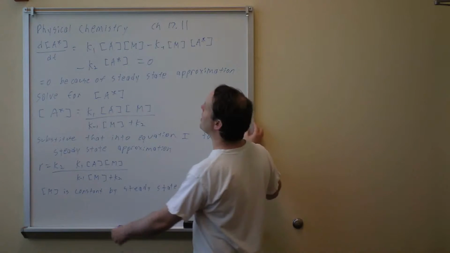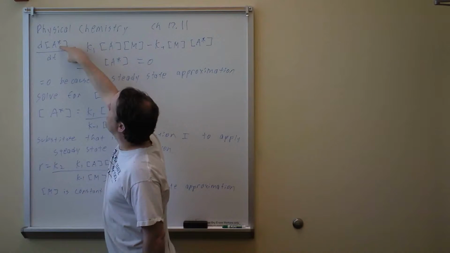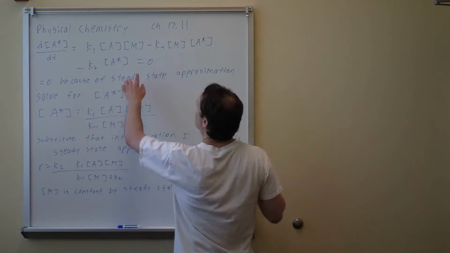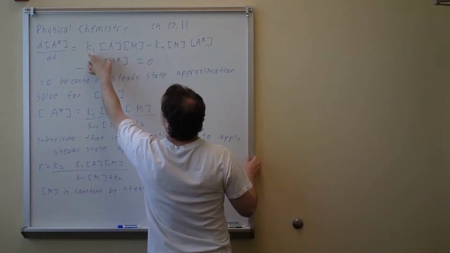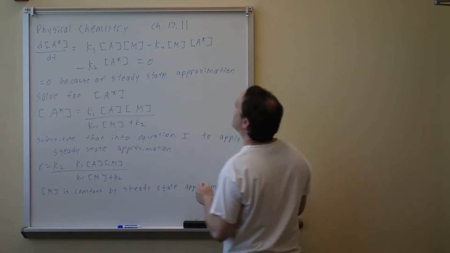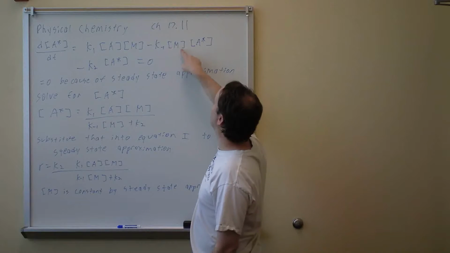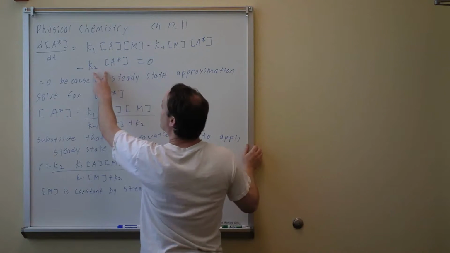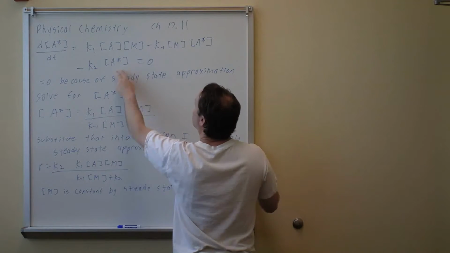So we're going to use the steady state approximation. So the derivative of the concentration of that energized reactant, A star, with respect to time, is going to be equal to the forward rate constant in the first step of the elementary reaction, K1 times the concentration of A times the concentration of M, and then we have that same reverse reaction, so we subtract K minus 1 times the concentration of M times the concentration of A star, and then we have that second elementary reaction, minus K2 times the concentration of A star.